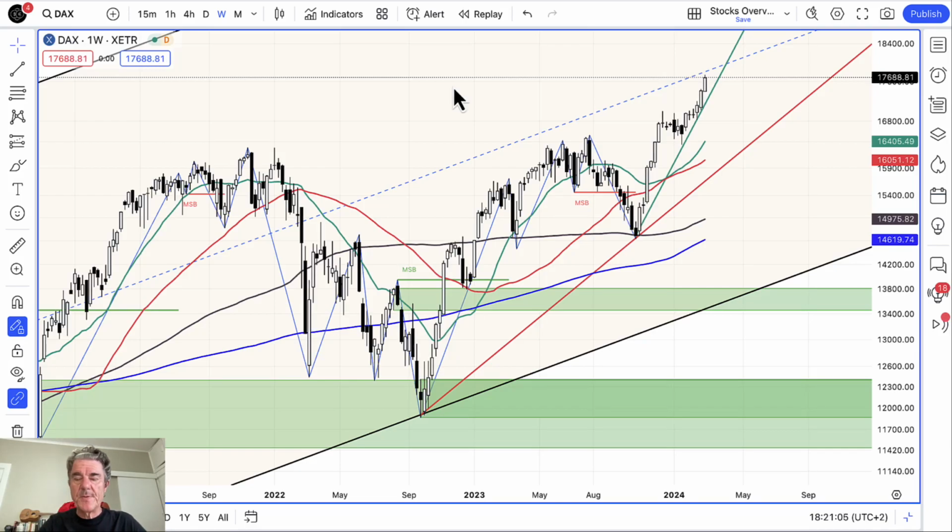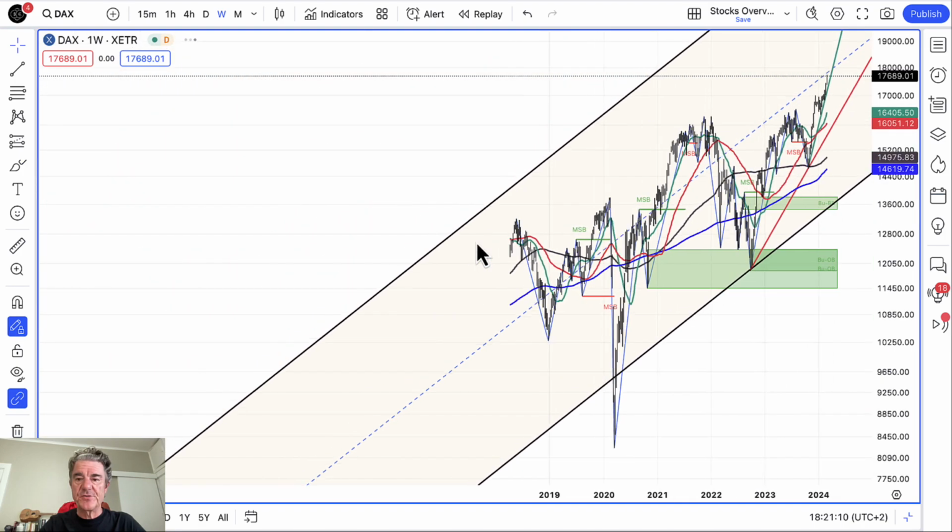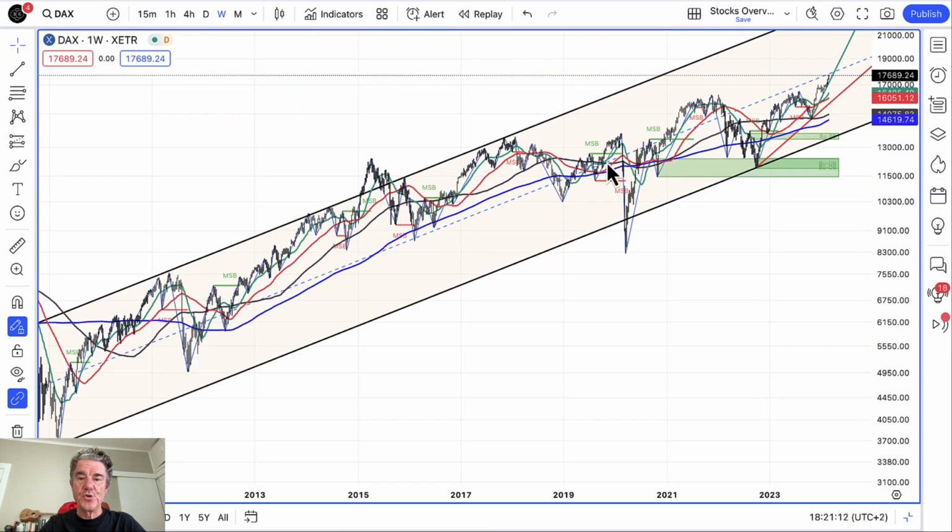Hey folks, someone's just asked me about the Xetra DAX. It's not something I trade very often. This is the weekly chart. You can see how we've sort of traded up this channel and we're at new all-time highs.